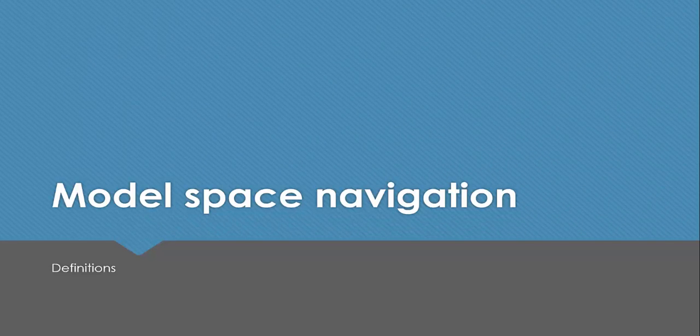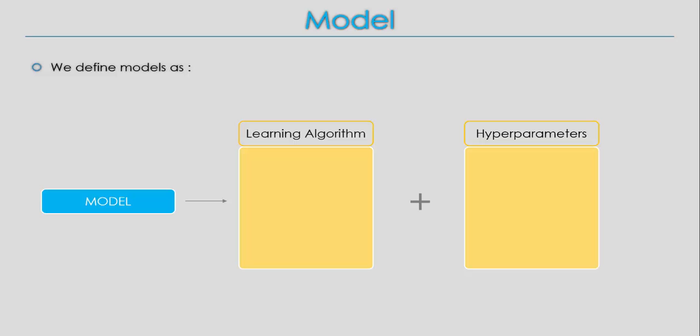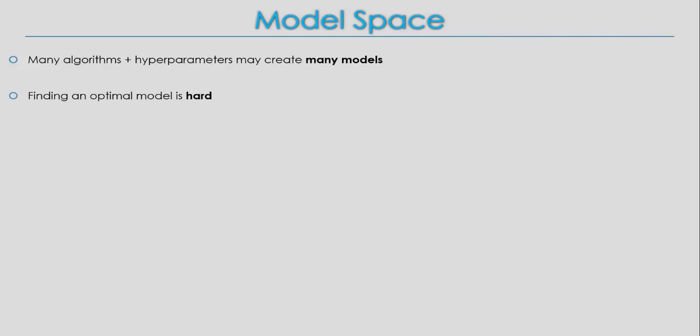Next, we define a set of terminologies that are relevant to the topic of discussion. We define models as a careful combination of a chosen learning algorithm and a set of hyperparameters, such as shown here. Varying the learning algorithm and the hyperparameters creates a diverse set of new models. The space of every possible combination of learning algorithms and hyperparameters forms a high-dimensional model space. The objective to find an optimal model from this high-dimensional, infinitely large space without any computational guidance is similar to finding a needle in a haystack.